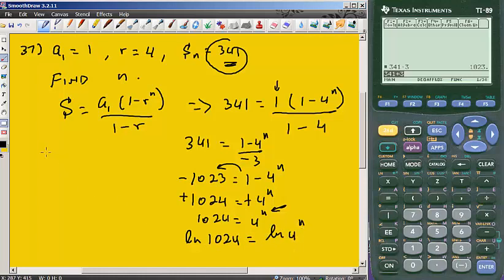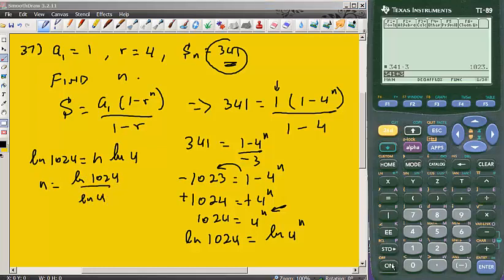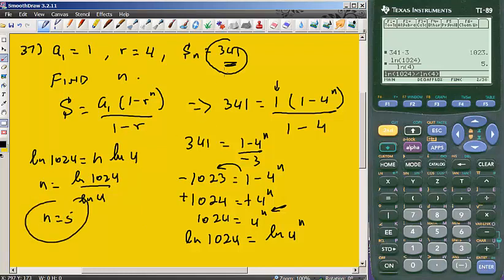Well, the power rule tells us we can bring that n to the front. So ln of 1024 is equal to n times ln of 4. So to find n, we just have to divide both sides by ln of 4. So n is equal to ln of 1024 divided by ln of 4. Okay, and we'll find that. So we're going to go ln of 1024, and then we're going to divide that by ln 4. Hit enter, and it turns out to be 5. So it took us 5 terms to get the sum of 341.